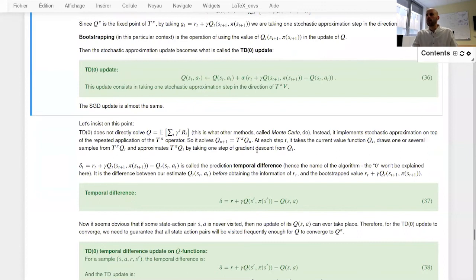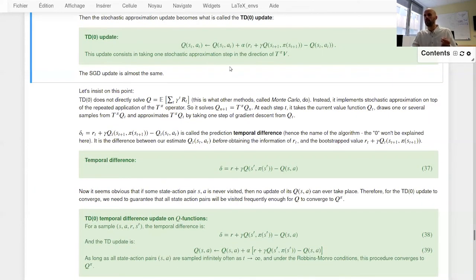Let's insist on this point. TD0, the algorithm that we've written here, does not directly solve Q is the expected sum of rewards. This is actually what other methods that we call Monte Carlo methods do. TD0 implements stochastic approximation on top of the repeated application of the T pi operator. So we really apply T pi on Q and then sample from this T pi of Q, get a realization G, which is the sum of R plus the bootstrap, and take one stochastic approximation step in that direction. And so that provides me with a new Q, and I'm going to take a new T pi application, and so on. So really, what TD0 solves is Q_{n+1} equals T pi of Q_n, not Q equals sum of rewards.